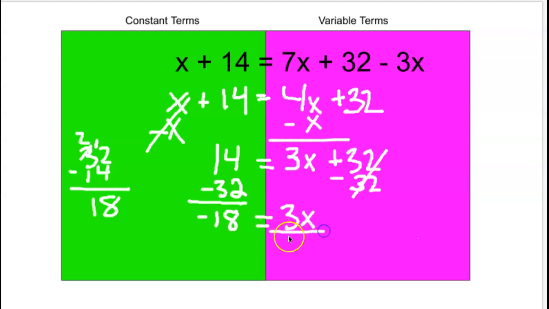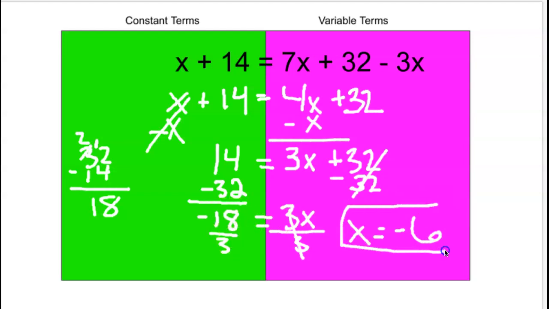Now we just solve it. So we divide by 3, divide by 3. So x equals negative 6, because if you divide a negative by a positive, it gives you a negative.